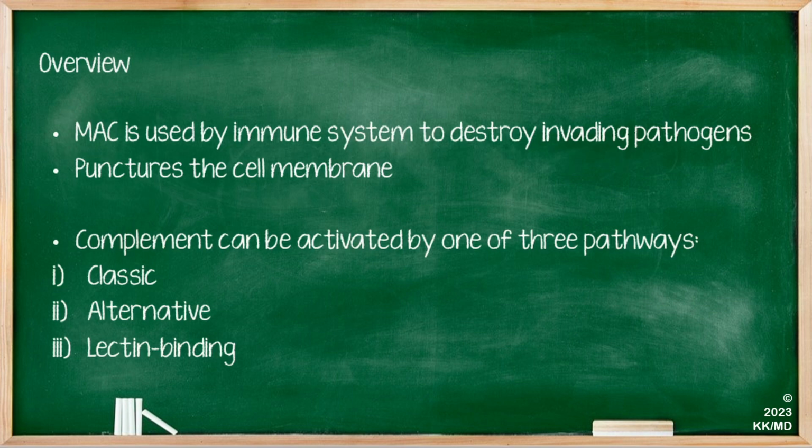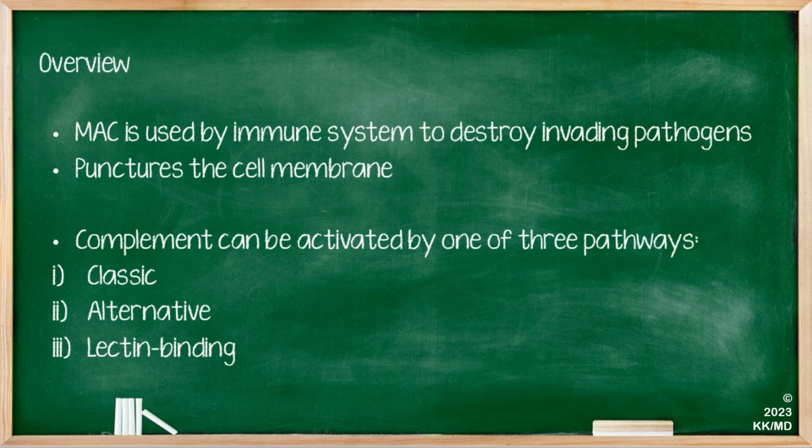So this topic is going to be run quite differently compared to our usual topics, where we would be discussing the signs and symptoms, clinical presentation and investigations, because the key for the complement pathway is really to understand the process that leads to activation of MAC and how it's potentially relevant in clinical use, which we will be discussing later on. So just to provide you with an overview, MAC is used by the immune system to destroy invading pathogens. It does this by puncturing the cell wall membrane.